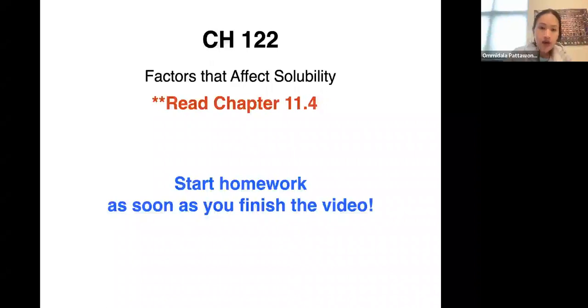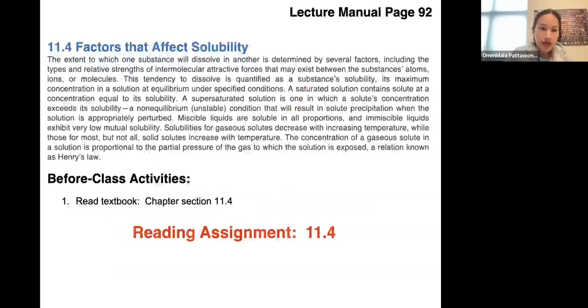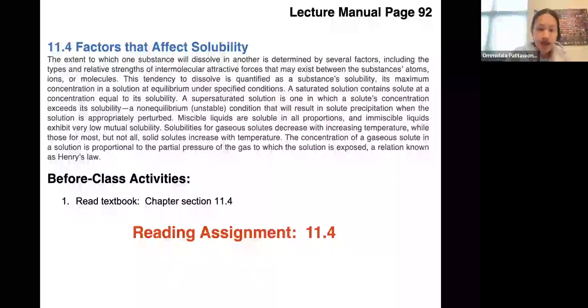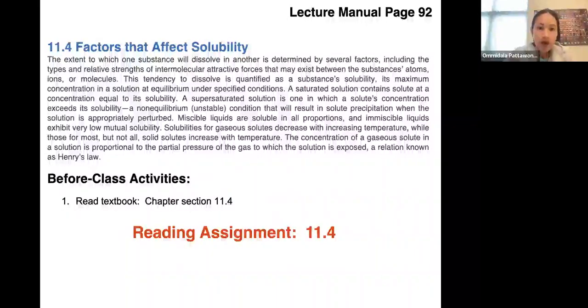This lecture video will cover factors that affect solubility. Please read the OER textbook, chapter section 11.4 for more details. In this chapter section, we are going to talk about three types of solubility. One is going to be solid in liquid. The second one would be liquid in liquid. And the last one would be gas in liquid.